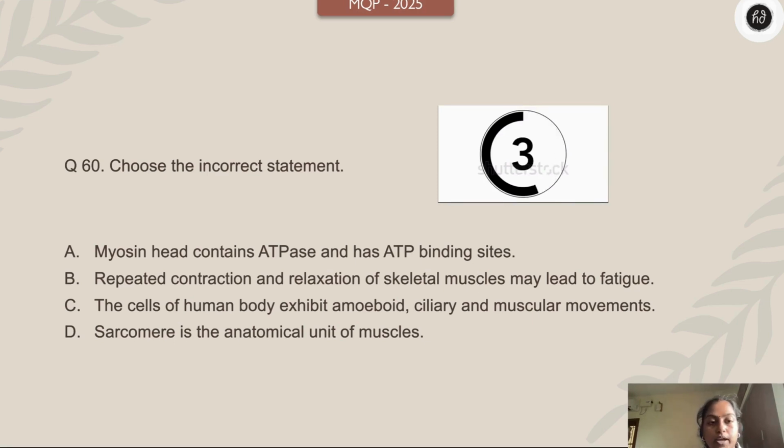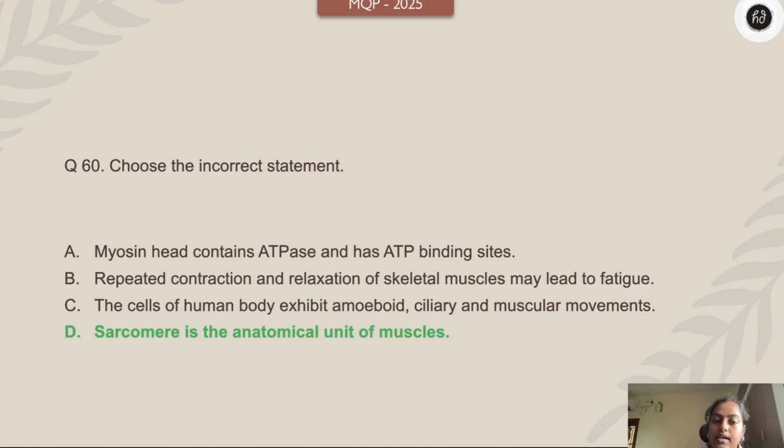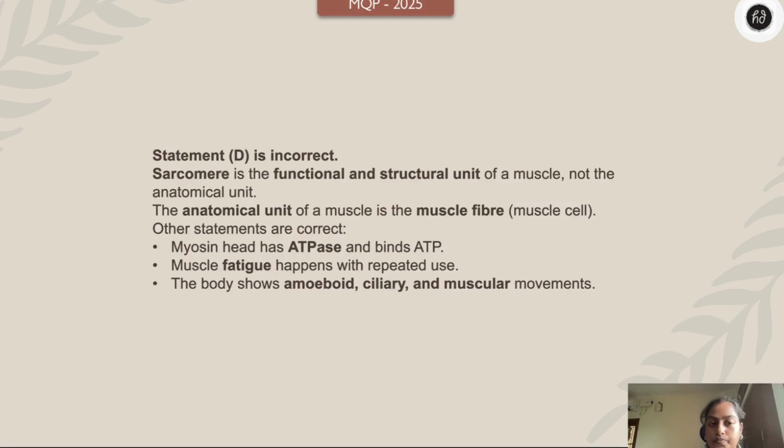Come on, kiddos. You can do it. Yes. Do you think sarcomere is an anatomical unit? It's the structural and functional unit of the muscles. That's why it's wrong. All other statements are true. Myosin head has ATPase that binds to ATP, muscle fatigue happens with repeated use, and the body shows amoeboid, ciliary, and muscular movements, right?